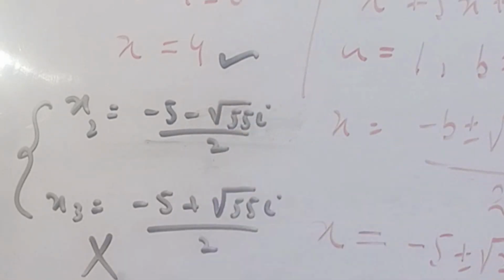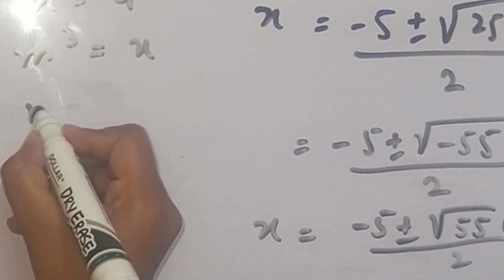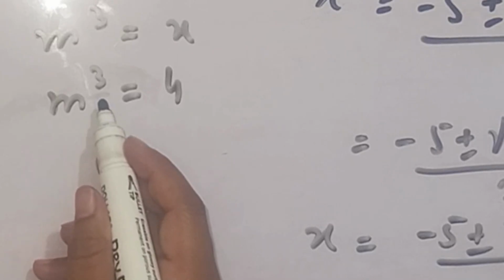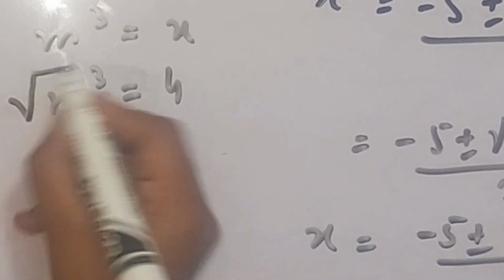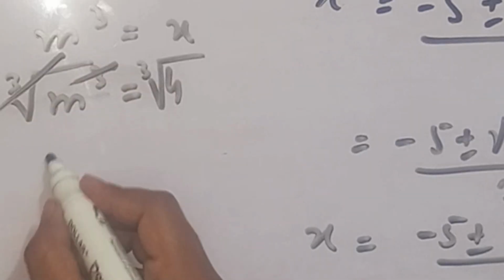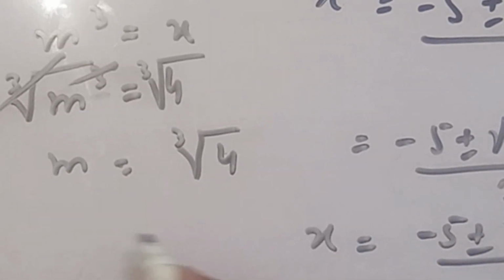We just take this answer, x is 4, and in the start we let m cube is equal to x, so m cube is equal to 4. To remove this cube, we take a cube root on both sides of this equation. This will cancel, so m is the cube root of 4. This is the answer for m in our question.